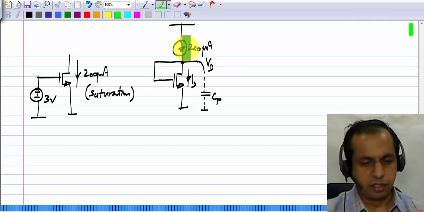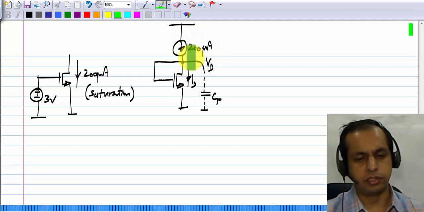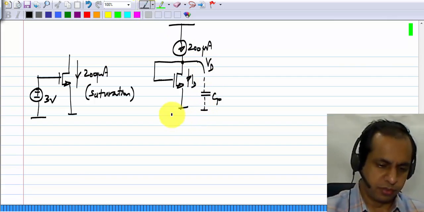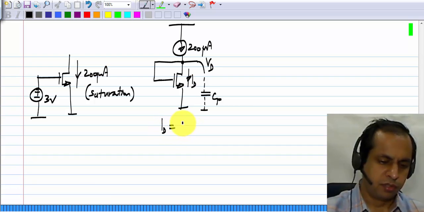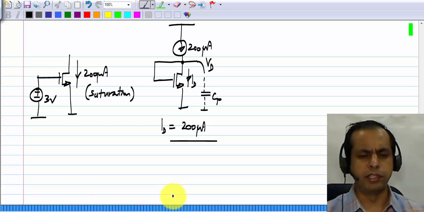So finally, the circuit settles down when this 200 microamperes and ID are exactly equal to each other, so that no current flows into the parasitic capacitor. So the circuit settles down to ID being 200 microamperes. Now, why does this help?